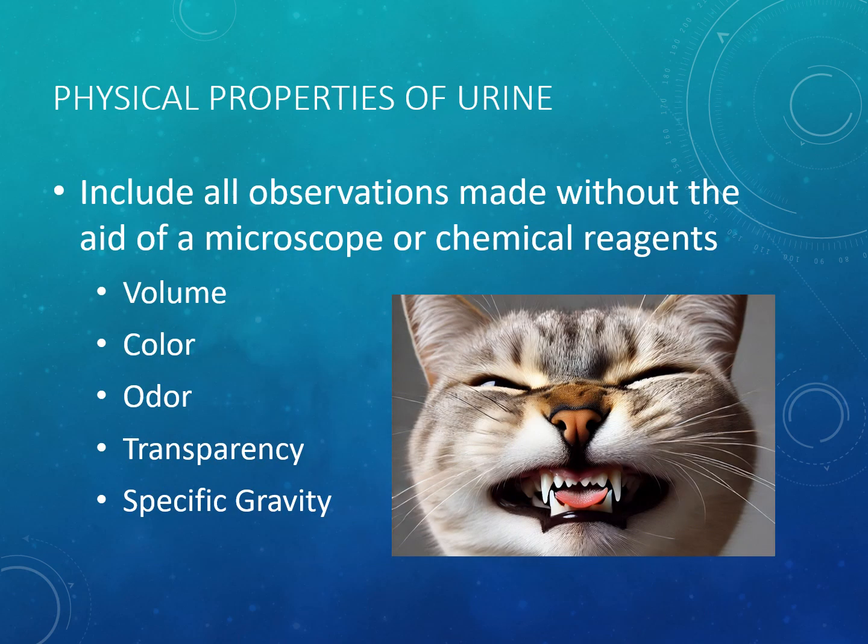Okay, so the physical portion of the urinalysis includes everything that is done without the aid of a microscope or any chemical reagent process. So when we're talking physical, we're talking about the volume. So we're observing and noting the volume of urine. We're noting the color of the urine. We're noting if there's any type of odor. You can see this cat over here is making a stinky face at his urine. And then we're looking at the transparency or clarity. Is it cloudy? Is it clear? And then we're also looking at the specific gravity.